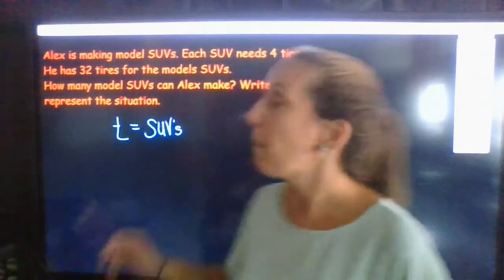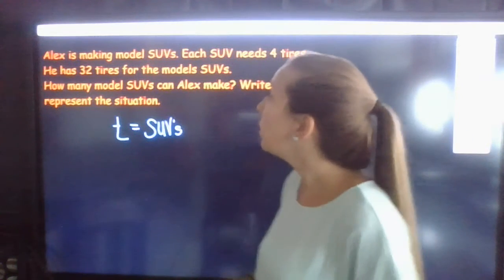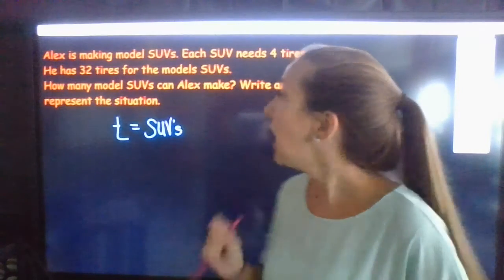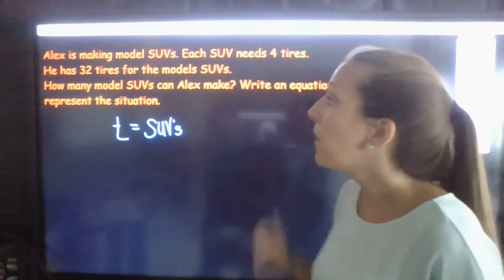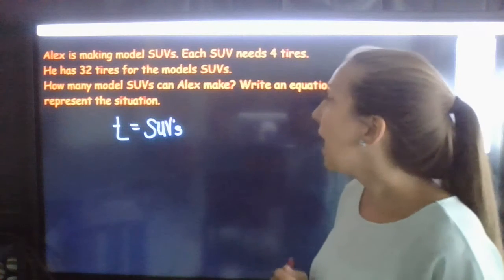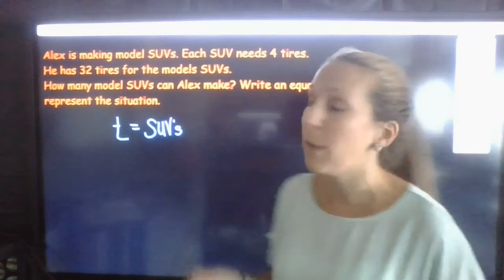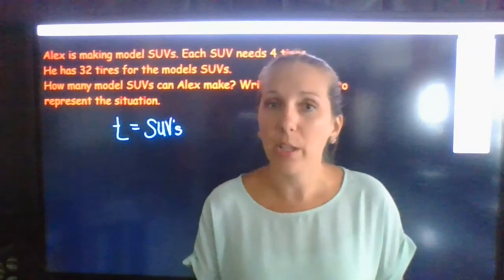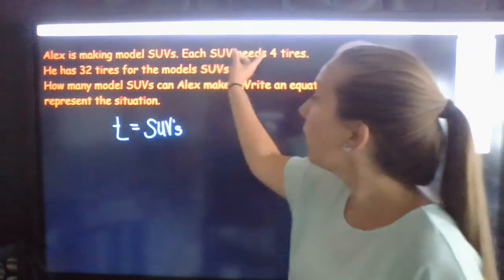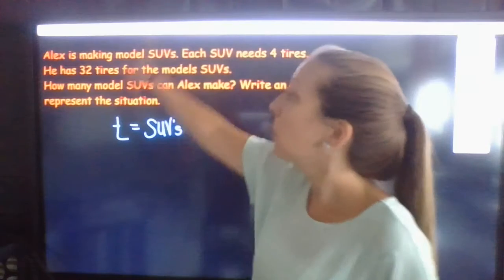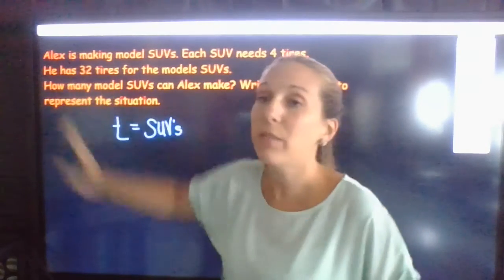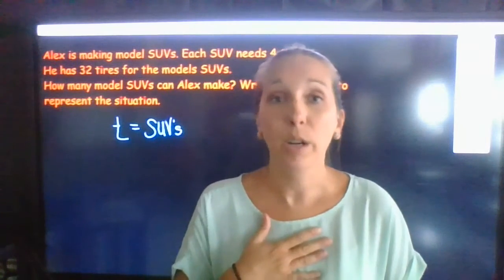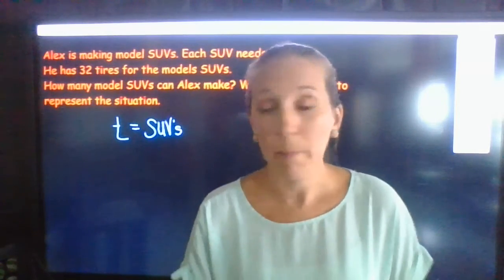So let's get started. Alex is making model SUVs. Each SUV needs 4 tires. He has 32 tires for the model SUVs. How many model SUVs can Alex make? Write an equation to represent the situation. So let's think, how would we solve this as a 5th grade student? Well, we know that we got 4 tires per SUV, and we have 32 tires. So what I would do in elementary school is I would say 32 divided by 4, okay?